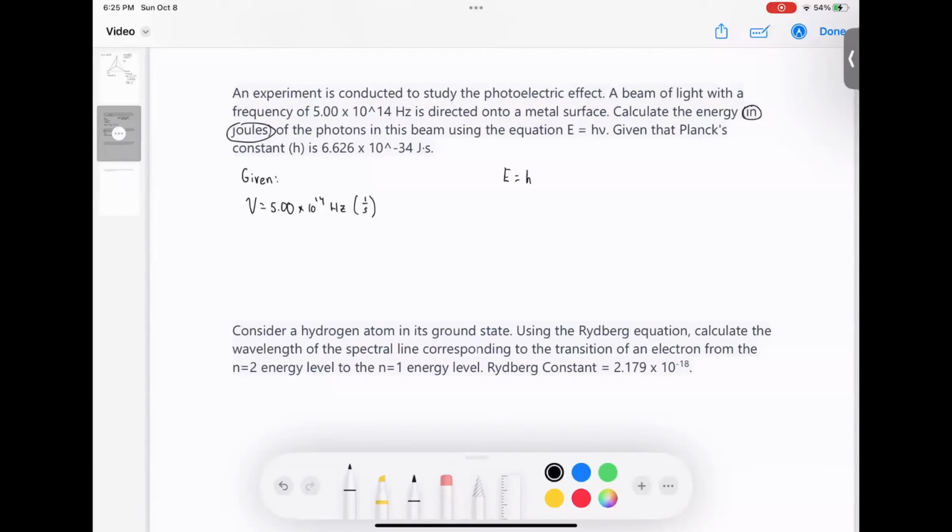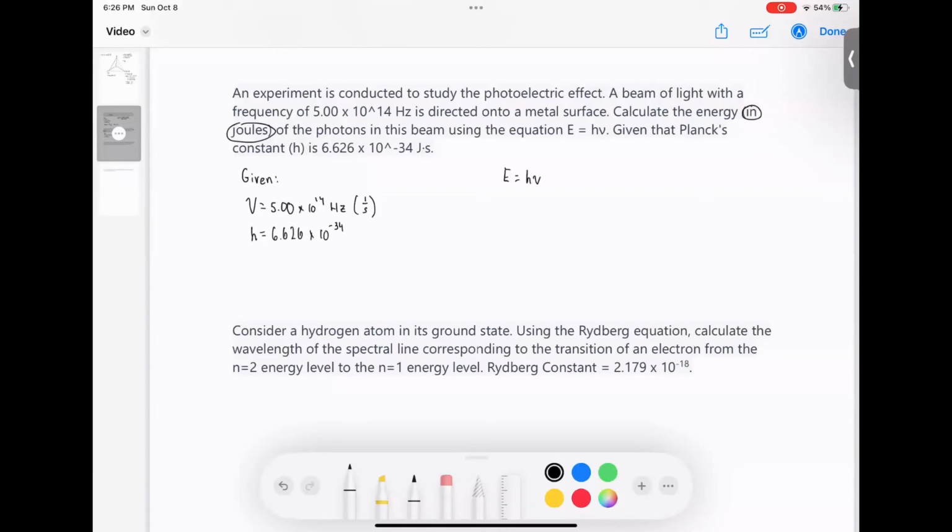These problems are pretty simple in terms that they tell you which equation to use, but that won't happen to you on exams and homework. So try to deduce that using the given. All right, so E equals H times frequency. We know that H is 6.626 times 10 to the negative 34 joules times seconds. We can write that in our given.